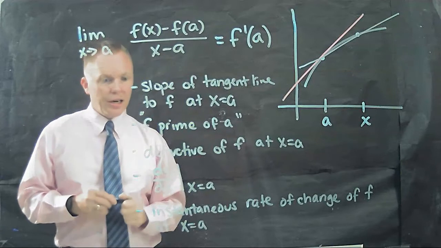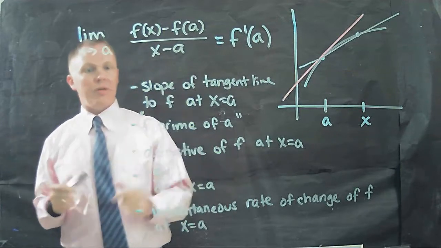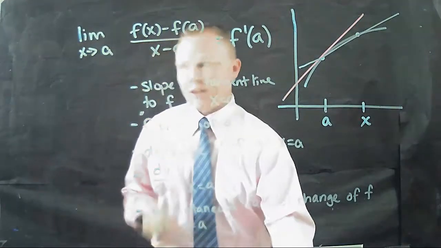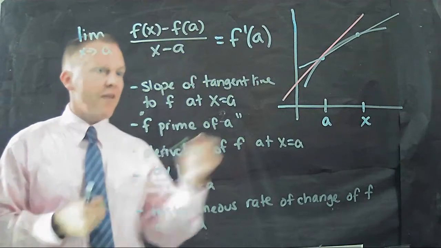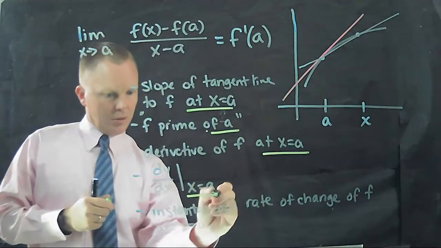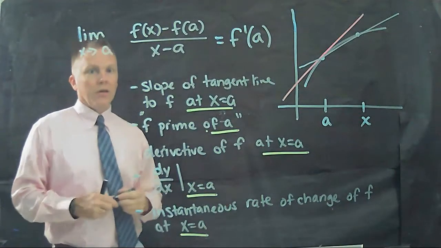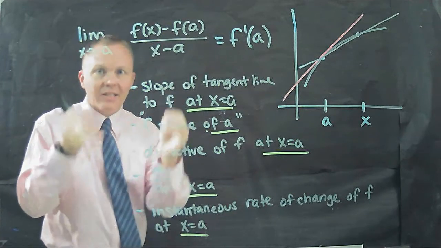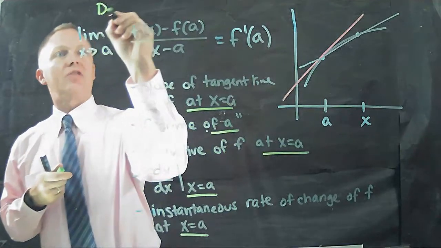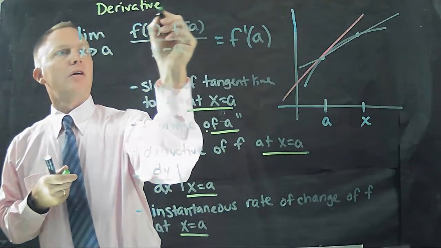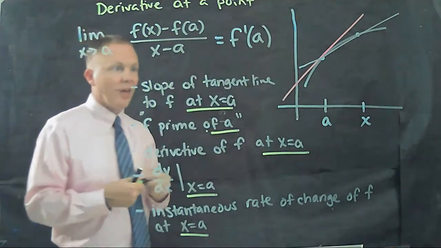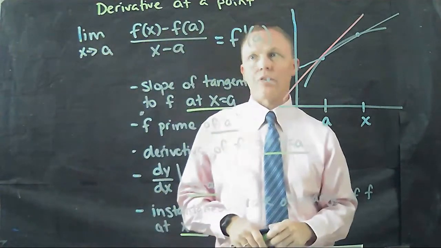Let's see. Instantaneous rate of change, dy/dx. I think we got most of them here. But one thing I want to point out is, if you notice something about this little list here, every single one of these all say at x equals a. This is what we refer to as the derivative at a point. Okay? So the derivative at a point. It's the instantaneous rate of change.